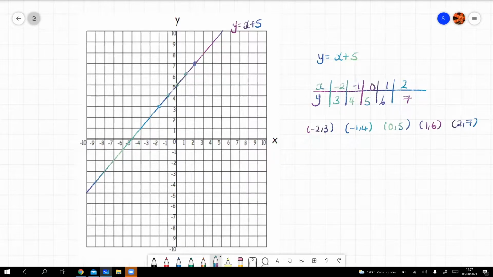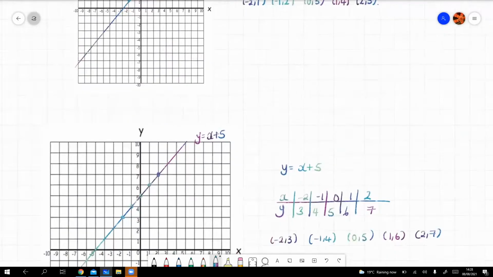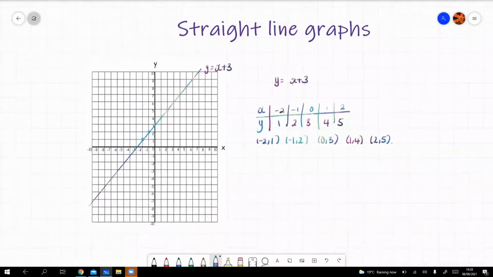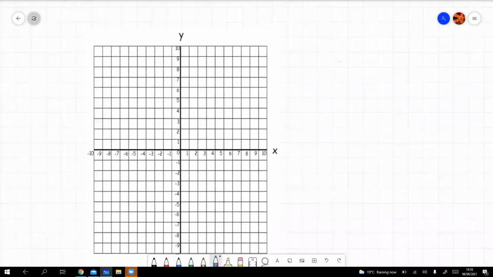Let's have a look at another example then. Let's have a look at one with a negative gradient. So far we've done x plus 5 and x plus 3. What happens if the x is negative? So let's do y equals minus x plus 2. Again, x and y.